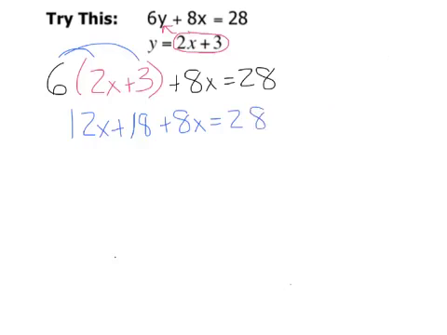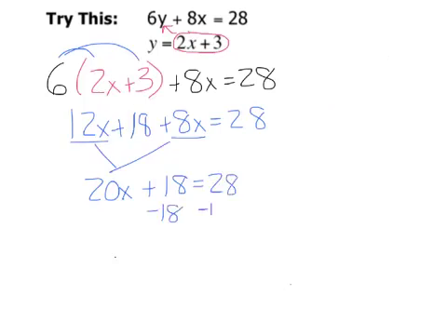I have variables on the same side of the equal sign. So I have 12x and 8x. Those combine to make 20x. I still have my plus 18. I still have equals 28. So now I'm just solving. I subtract 18 from both sides. So 20x equals 28 minus 18, which is 10. Divide by 20 on both sides. 10 divided by 20 is a half, or 0.5.